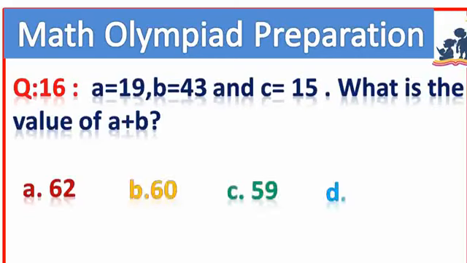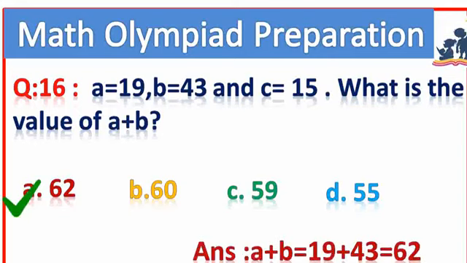Question number 16. A is equal to 19, B is equal to 43 and C is equal to 15. What will be the value of A plus B? 62. Very good. The solution becomes A plus B is equal to 19 plus 43 is equal to 62.